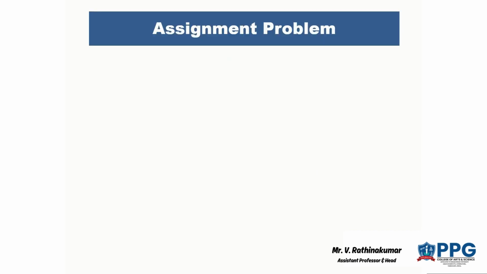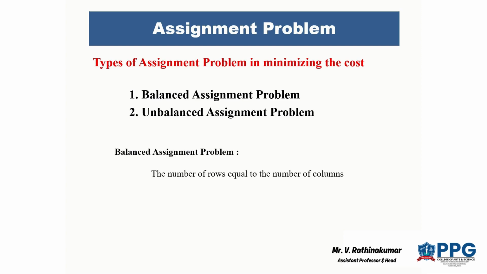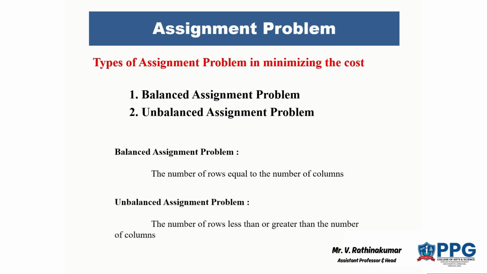The Hungarian method is a widely used method to solve the assignment problem. In the assignment problem, there are two types in minimizing the cost. First one is the balanced assignment problem. Second one is the unbalanced assignment problem. If the number of rows is equal to the number of columns, then the problem is a balanced assignment problem. If the number of rows is less than or greater than the number of columns, then the problem is an unbalanced assignment problem.